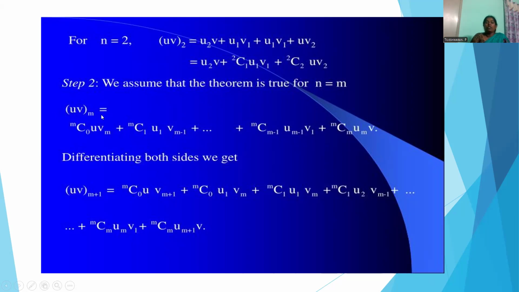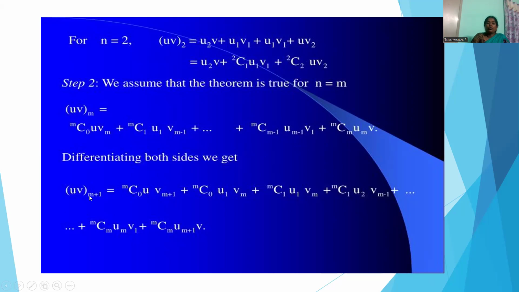Therefore, the mth derivative of uv is equal to mc0 u vm plus mc1 u1 vm minus 1 and so on, mcm minus 1 um minus 1 v1 plus mcm um v. Here vm means the mth derivative with respect to x, that is d^m v by dx^m, and u1 means the first derivative with respect to x, that is du by dx. u2 means the second derivative, that is d square u by dx square. In similar manner, we write u1, vm minus 1, and all the terms are written like that.